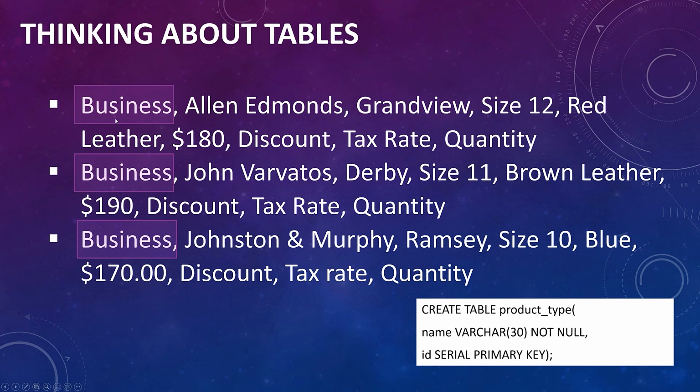Now, whenever we go in here and we decide that we want to pull this part out, we would, of course, have to create another table. And in this situation, I'm going to call this product type. And it's just simply going to have a variable number of characters, which is going to have business, casual, or athletic. And then it's going to have an ID assigned to it. So let's go over and create that table.